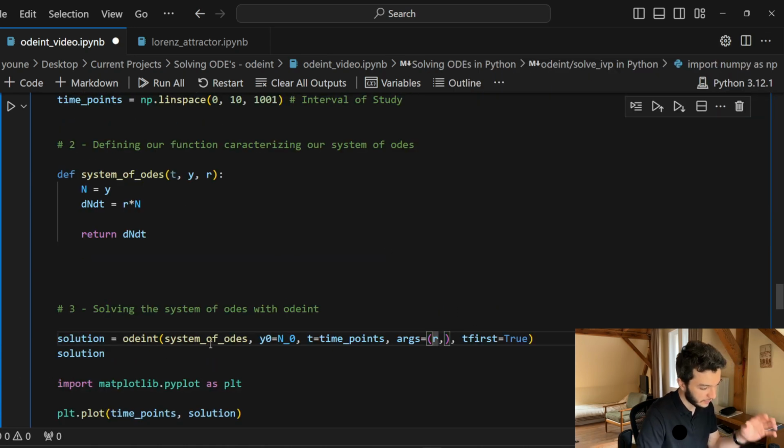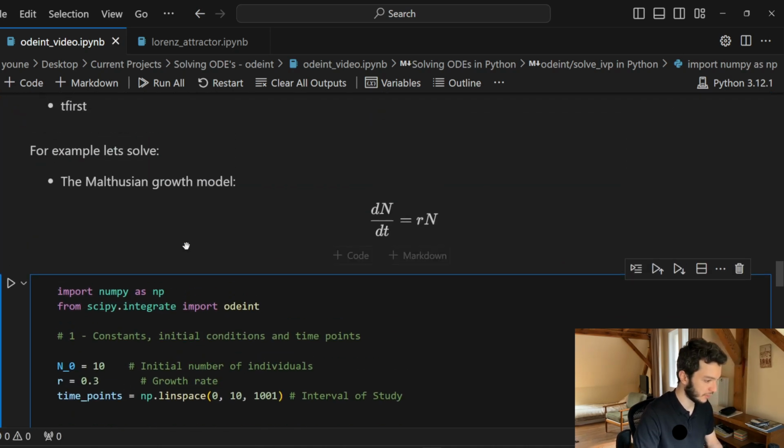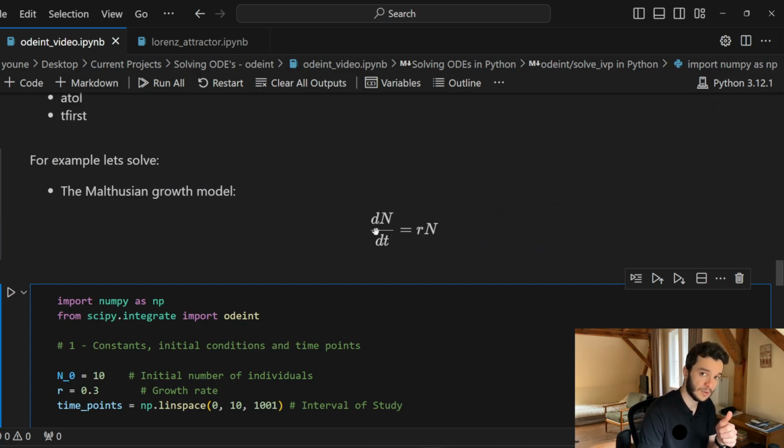This will in a way tell the function that here the first argument is in reality the time points. So t first, logically, is equal to true. And if I do, for example, here, y and then t, logically, this will be false. Alrighto, very good. So this concludes our example for the first order ODE.